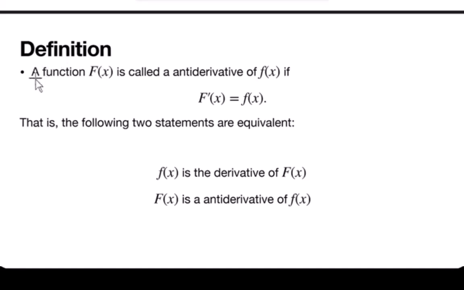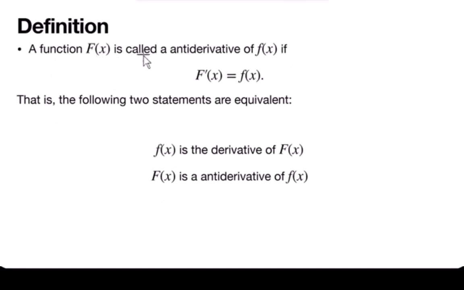The definition: a function capital F of x is called an antiderivative of the small f of x if the derivative of the capital F of x is equal to small f of x. Basically, small f of x is equal to the derivative of capital F of x, and capital F of x is the antiderivative of f of x. The antiderivative will be the same as the integral, the area under the curve.